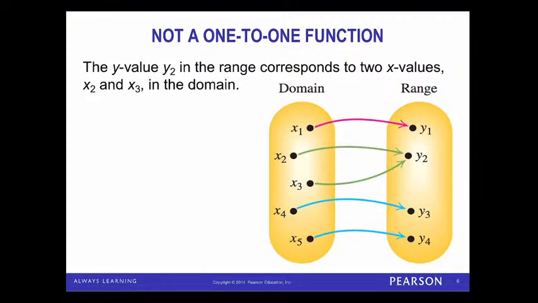Here's an example of a function that's not one-to-one. We have one y value that corresponds to two different x values. So in a correspondence diagram, I call that a merge. You have two different x's going to the same y. A merge is an example of something that's not one-to-one. You have one y value corresponding to two different x values.